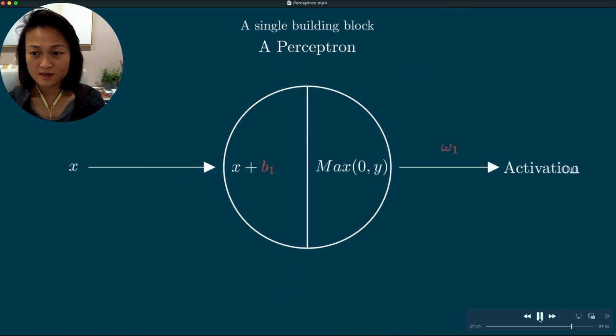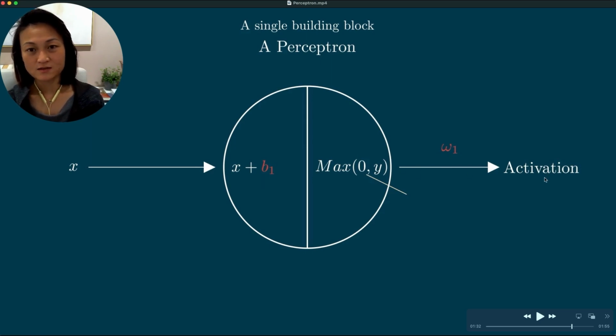Another way of representing this line with a kink in it is with this conceptual representation called a perceptron. And so you've got X coming in, and then you add a bias to it, and then you do a max, and then you apply a weight to it, and then the output is called activation.